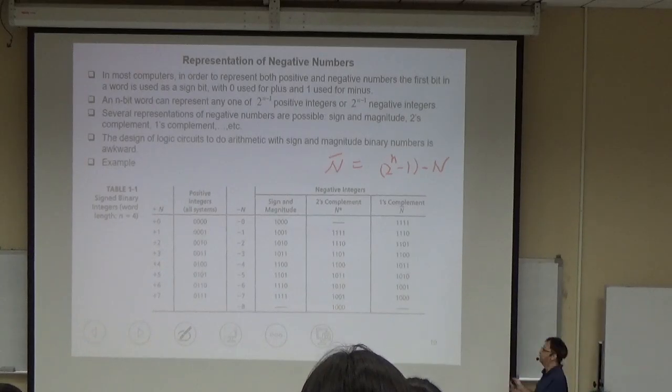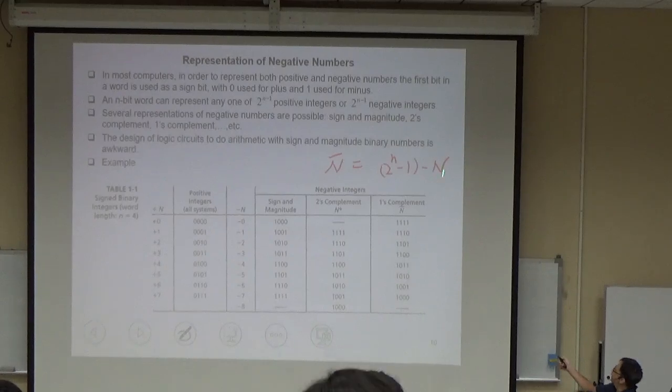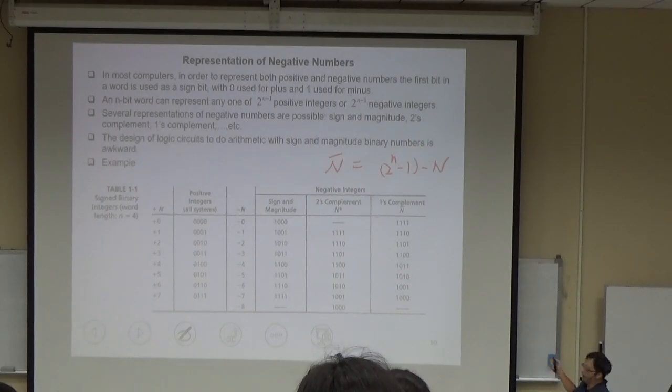That's the definition. So by this definition, this expression is all ones: if n is 4 bits, then this value is 1, 1, 1, 1. So all ones is subtracted by n, which converts 1 to 0 and 0 to 1. That's the reason, and that becomes this result. Okay.